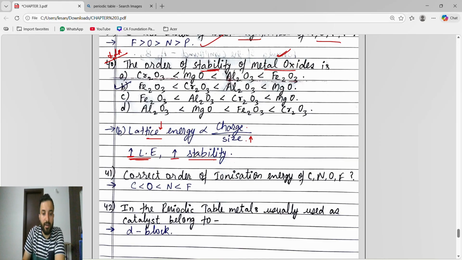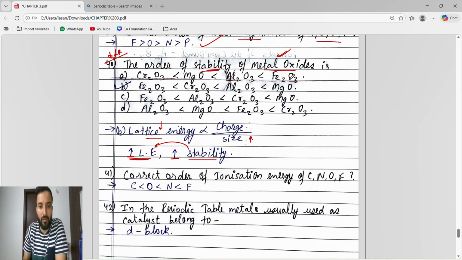So stability depends upon what? Stability is directly proportional to lattice energy. If lattice energy is increasing, stability is increasing. So what is the formula of lattice energy? Directly proportional to charge by size. This means lattice energy is directly proportional to charge and inversely proportional to size. Whose size is bigger has less lattice energy. So just check it like that only, guys.